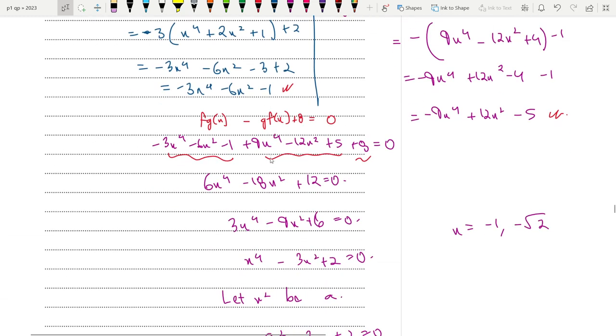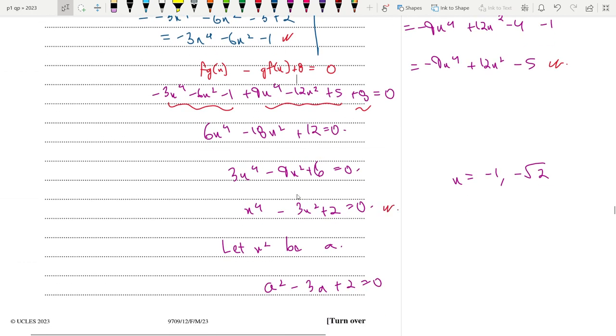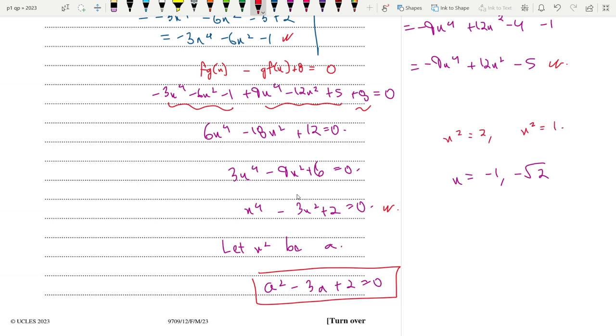Now, after simplification, we end up with 6x to the power 4 minus 18x squared plus 12 is equal to 0. And we can simplify it further to end up with this. Now, here we're going to let x squared be a, so we end up with a squared minus 3a plus 2 equals to 0. So let's solve that. x squared equals to 2 and x squared equals to 1.